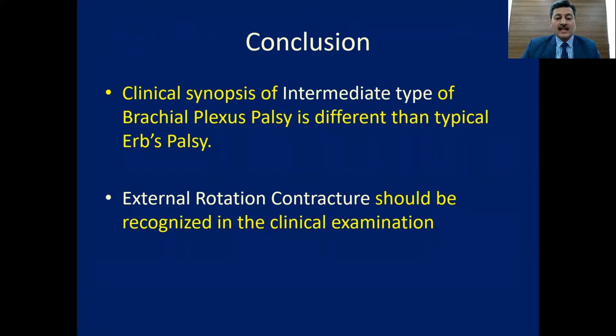In conclusion, the clinical synopsis of the intermediate type of brachial palsy is entirely different from that of typical C5-6 Erb's palsy, and external rotation contracture should be recognized well in time in the clinical examination to offer them optimum treatment.